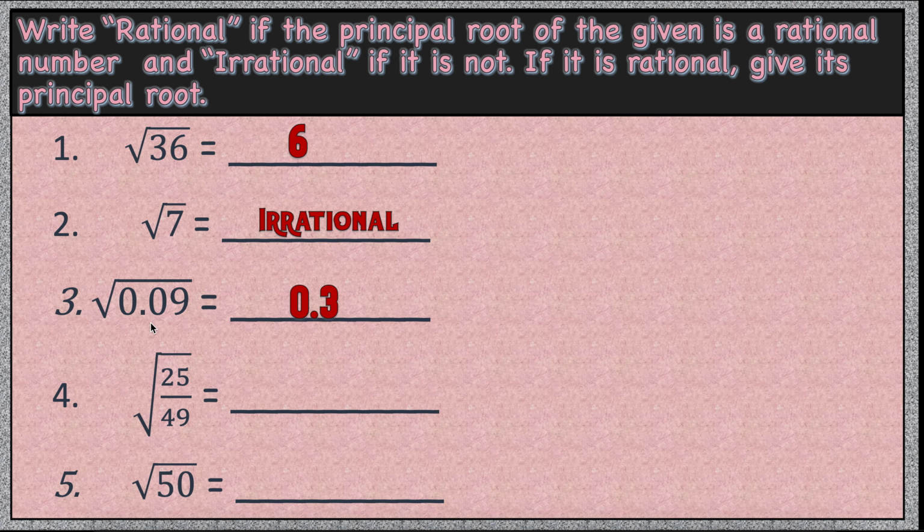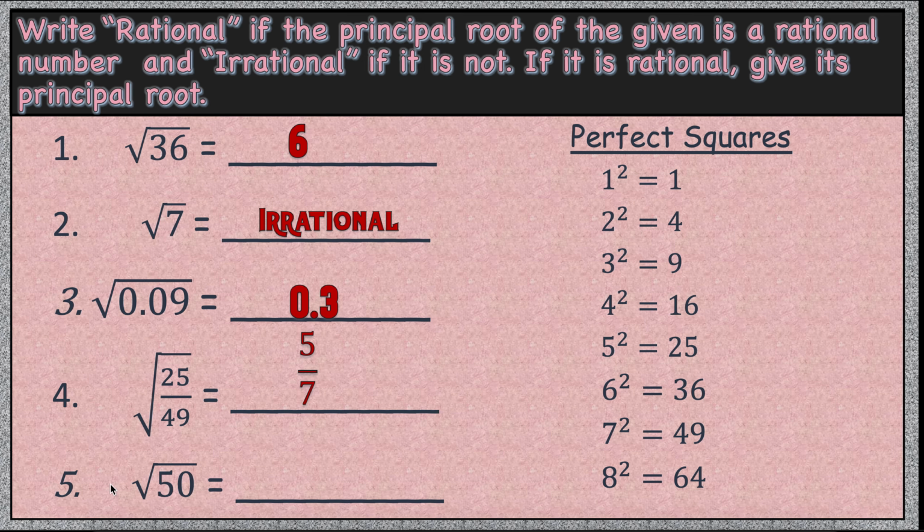Next, the square root of 25 over 49. So 5 over 7. Then number 5, the square root of 50. It is between 49 and 64. It is not a perfect square. So it is irrational.